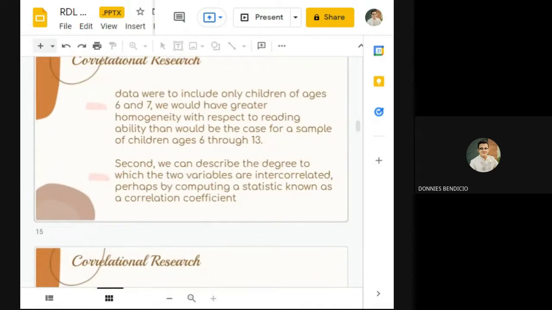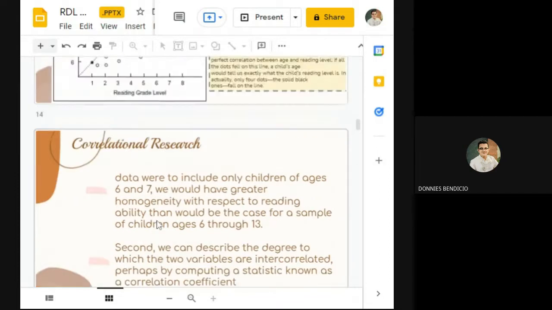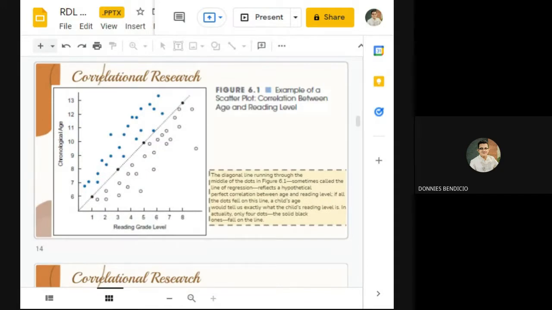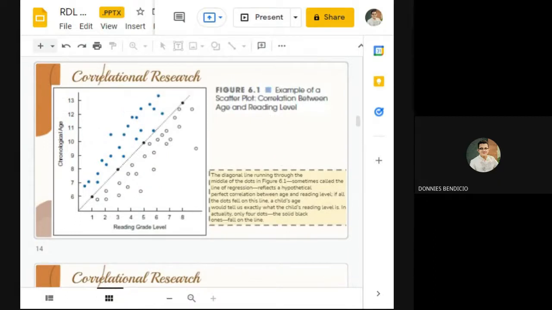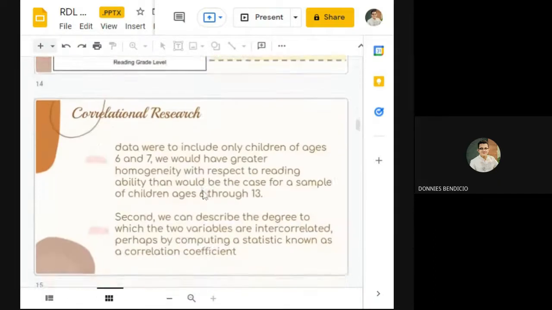So if the data were to include only children of ages 6 and 7, we would have greater homogeneity with respect to reading ability than would be the case for a sample of children ages 6 through 13. Totoo nga naman kapag halimbawa, pinili natin ages 6 to 7, maaaring mas makikita natin yung relationship dito sa plot na ito. Yan. Pero ang respondent kasi natin, masyadong kalat. So 6 years old to 13, hindi natin masabi kung ano ba yung training nila, ano ba yung mga napag-aralan na nila. So we can plot this data more consistently doon sa regression line na sinasabi natin.